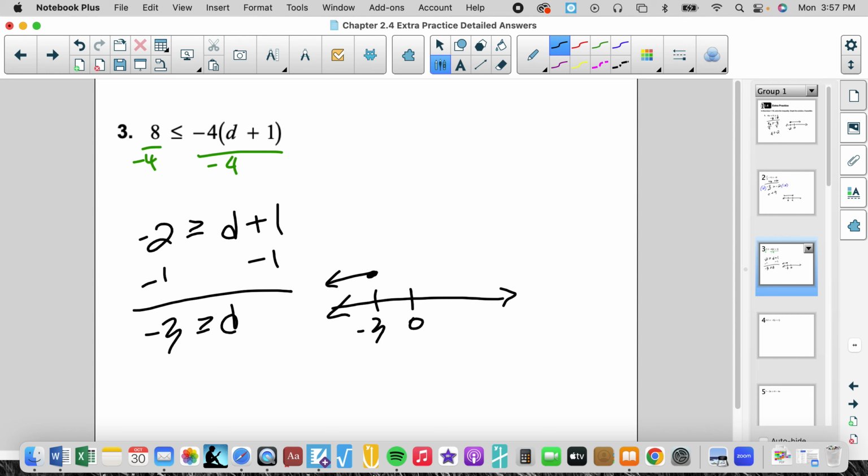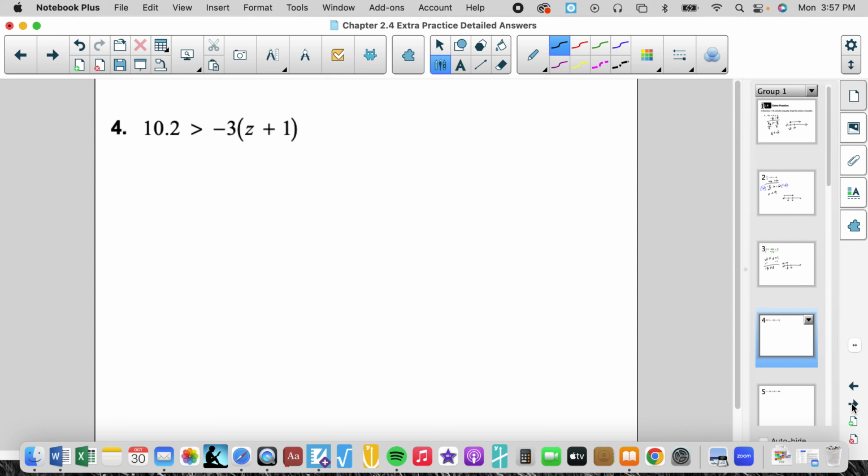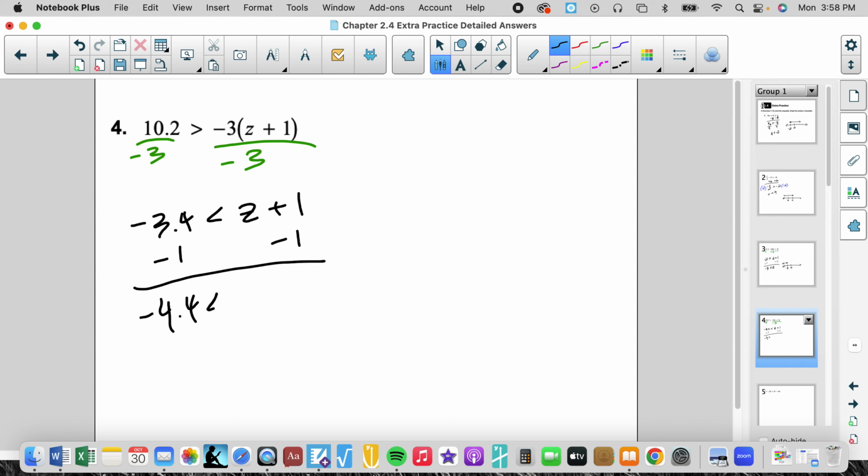going to the left. So students, take note right there. That's a nice, efficient way. We could still do this. Oh, this 3. -3 can be divided by that. How do I know? Because 1 plus 0 plus 2 is 3, and 3 goes into that 3. So that would give me -3.4. We're going to flip the inequality sign. Z plus 1. We'll subtract 1, and we get -4.4 is less than Z.